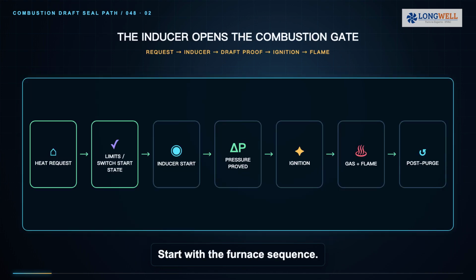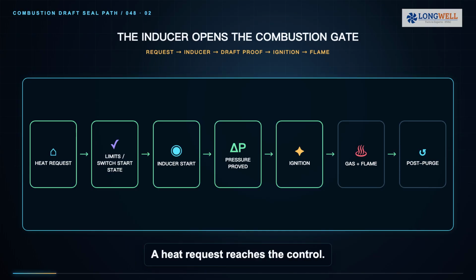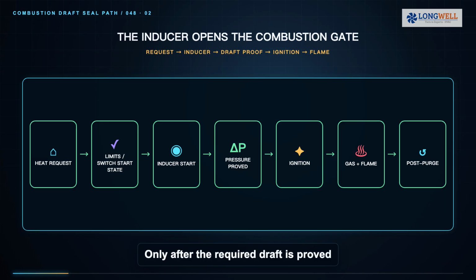Start with the furnace sequence. A heat request reaches the control. The control confirms that limits are closed and that the pressure switch begins in the required state. Then the inducer starts. Only after the required draft is proved does the control permit ignition and gas flow. Flame must then be proved, and the inducer normally continues through the heat cycle and post-purge. This means a pressure switch fault is not automatic proof of a bad inducer.